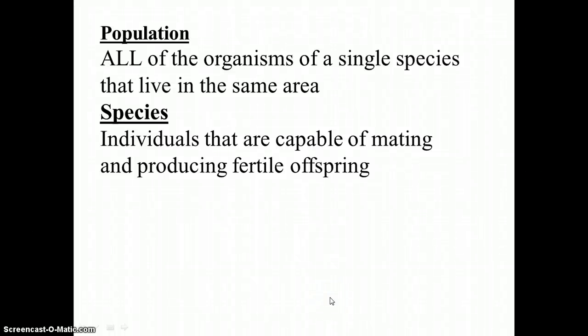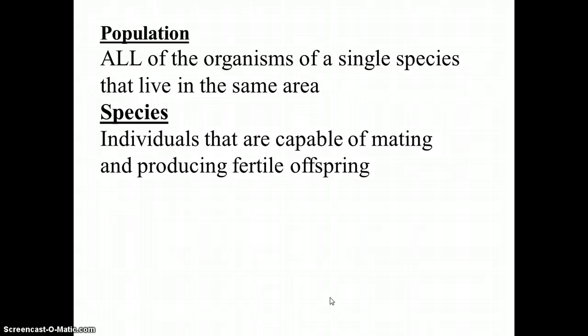So first, some definitions of some words that we've been using but probably need to define. Population: all of the organisms of a single species that live in the same area. And how do we define whether they're the same species or not? They have to be capable of mating and producing fertile offspring. That definition may change someday because now with all this technology we can get things to breed that normally wouldn't, and so usually what we're using now is DNA to test whether they're the same species or not.